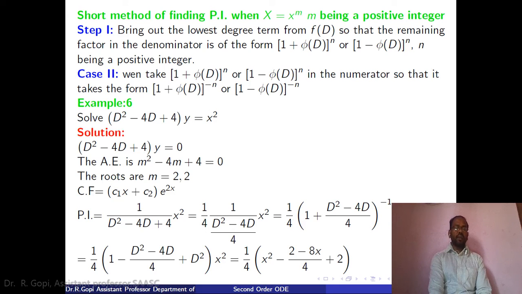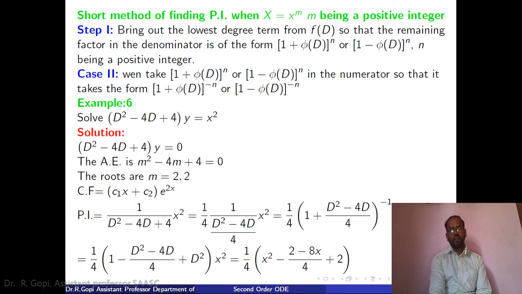So we have to multiply x squared inside. So that is nothing but 1 by 4 into x squared minus, so d squared is nothing but differentiating x squared two times. So we get only 2. Then 4 into d is nothing but differentiating x squared one time. So that is nothing but 2 into minus 8x whole divided by 4 plus 2. Then 1 by 8 into 2x squared plus 4x plus 3.